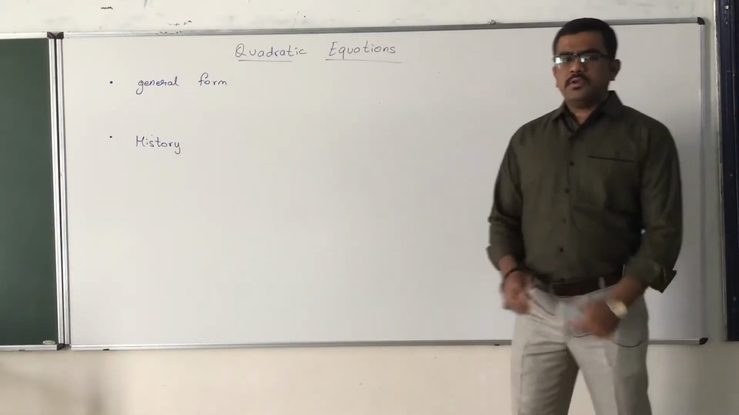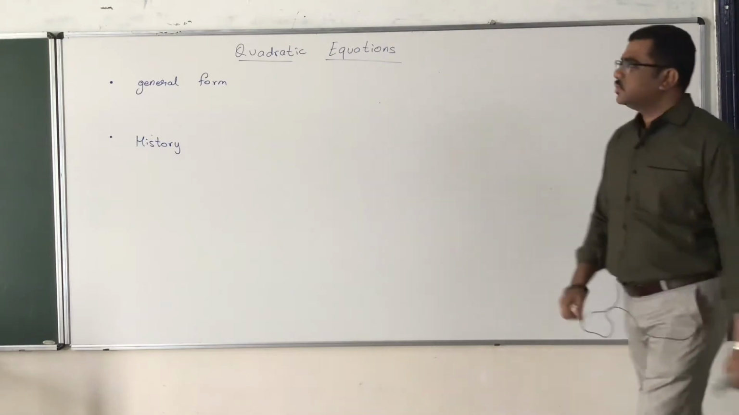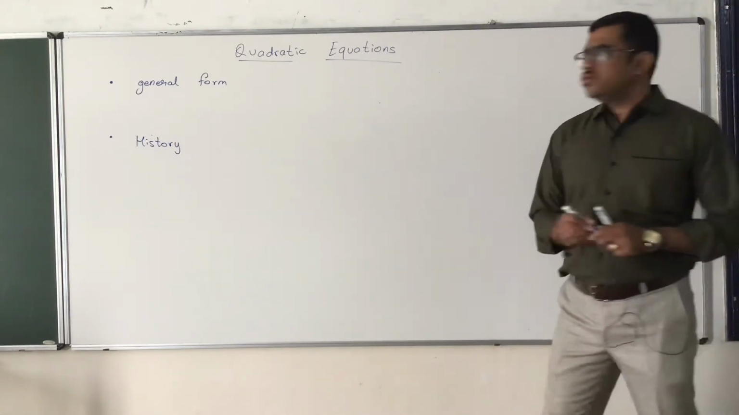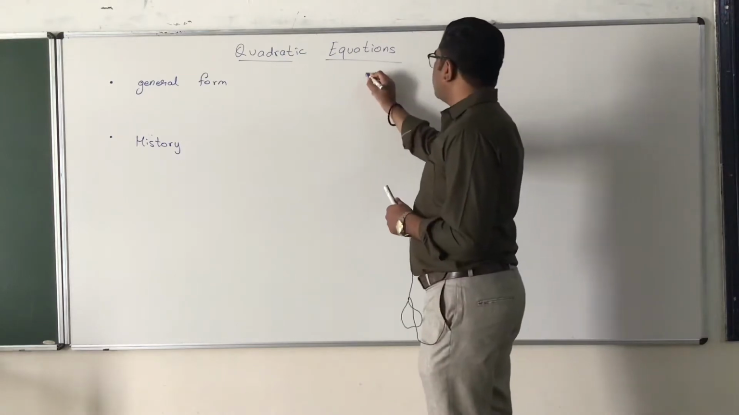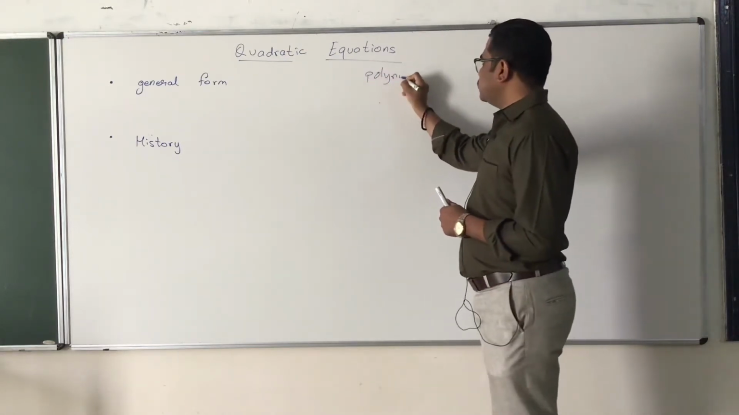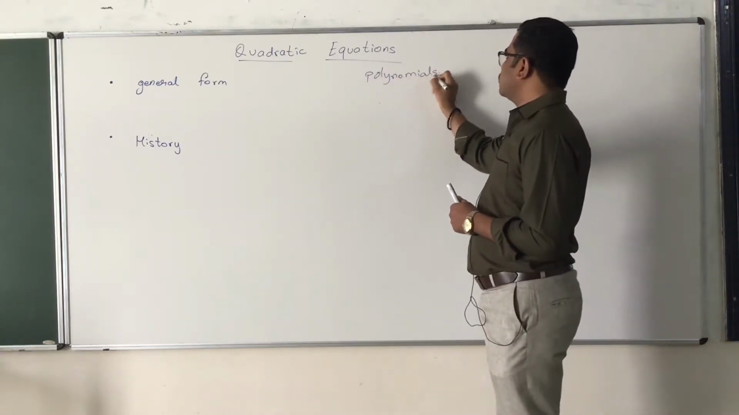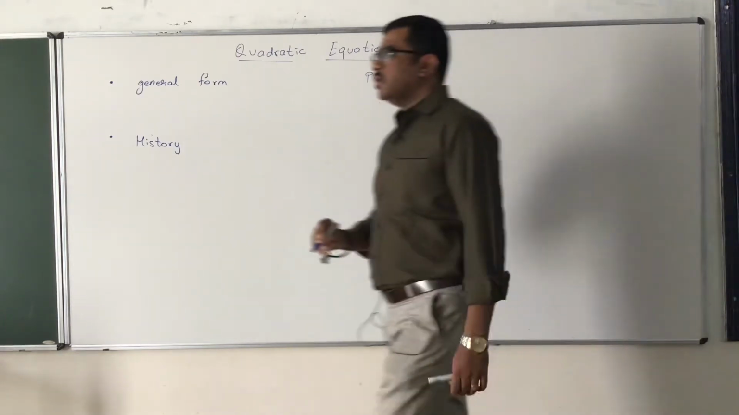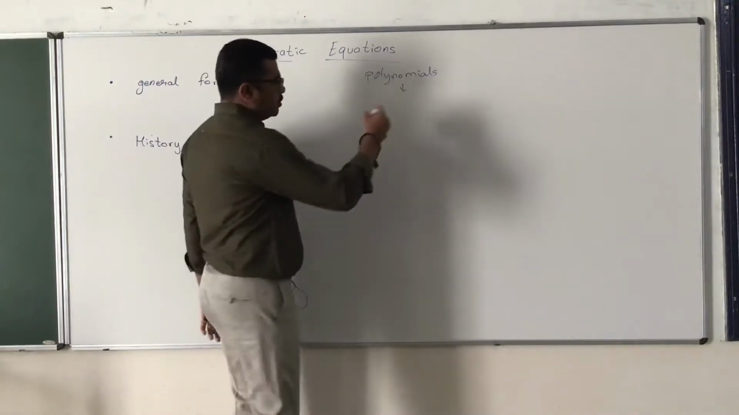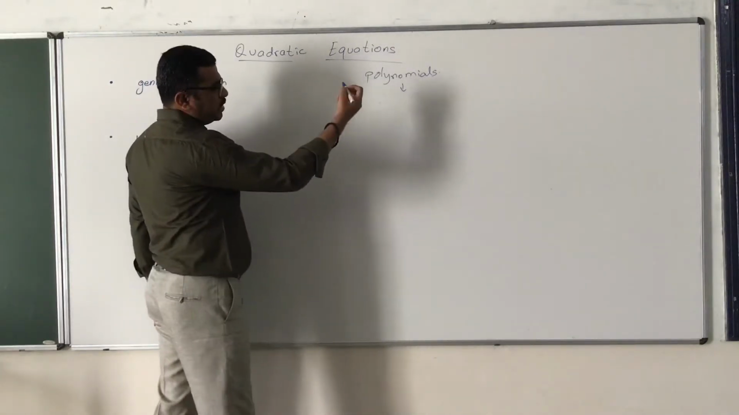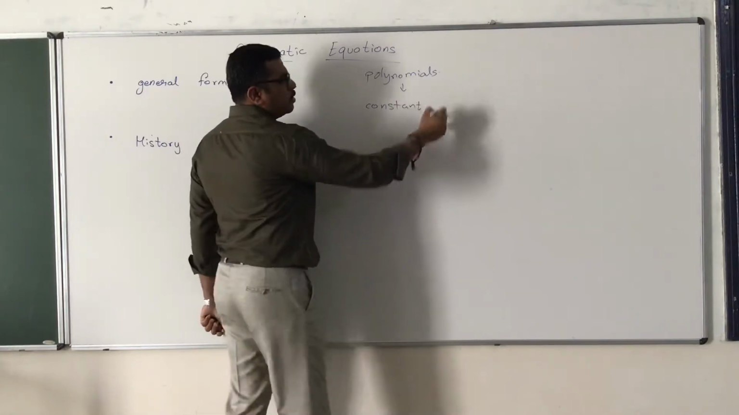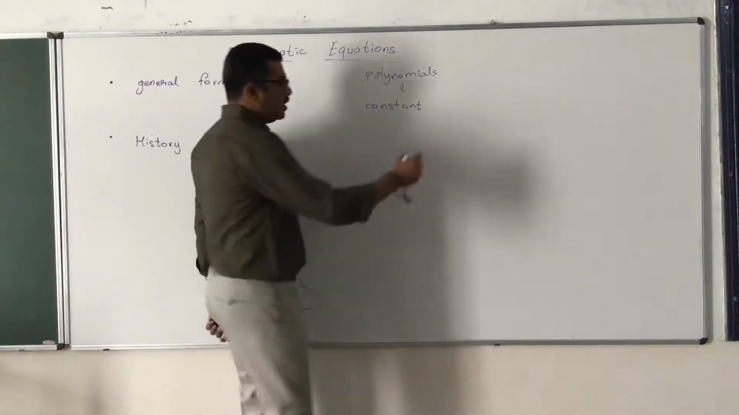Today we are going to learn quadratic equations. Now what is a quadratic equation? You have already learned about polynomials and its types. The first type of polynomial, the basic polynomial, if we go in ascending order, is a constant polynomial, which means only a number.